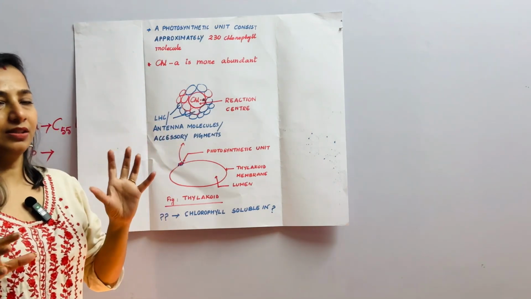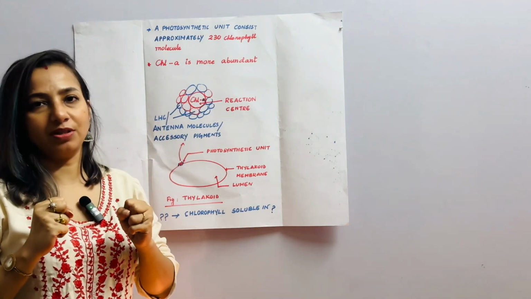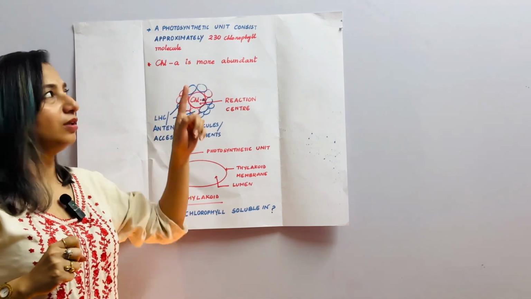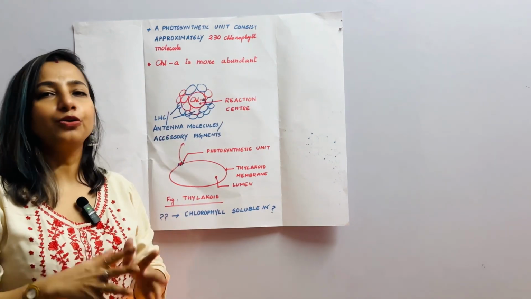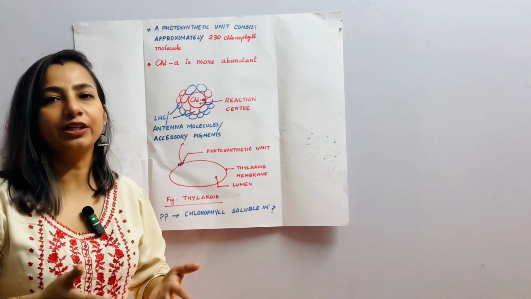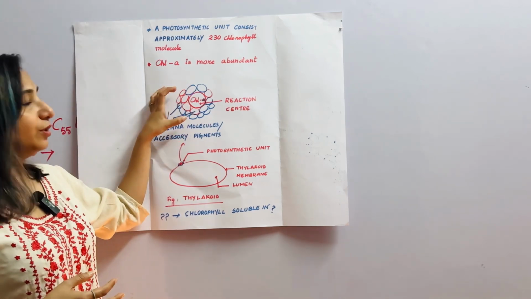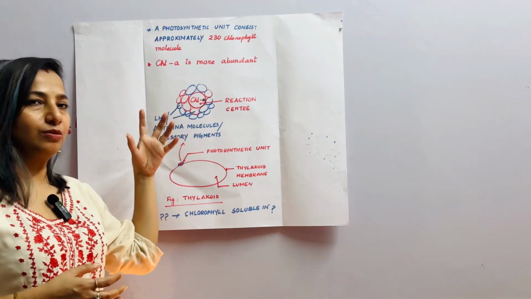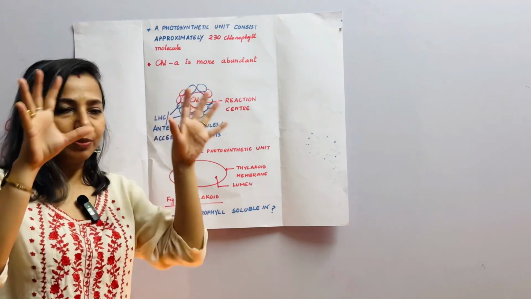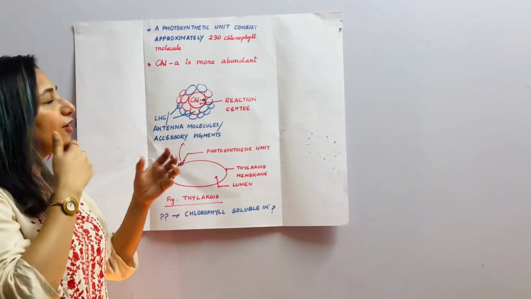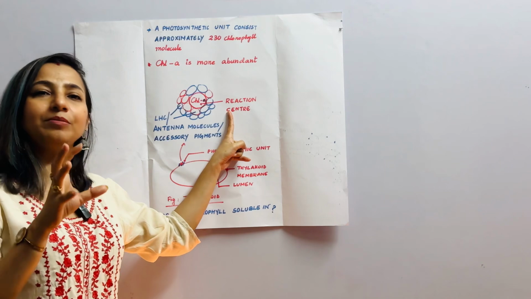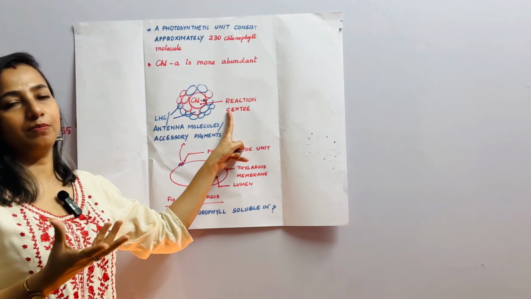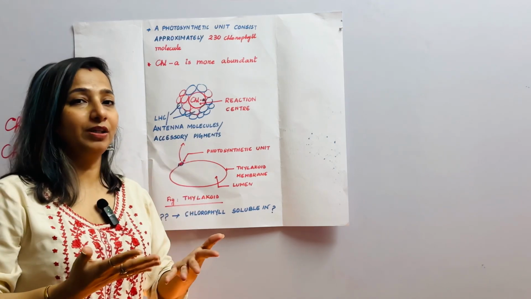Clear? Now, when we talk about a unit, definitely there will be a number of pigments present there. So we find that one photosynthetic unit consists of approximately 230 chlorophyll molecules, and in that unit chlorophyll A is more abundant than chlorophyll B. So this is how a unit will look. They will have chlorophyll A molecules, B molecules, and carotenoids, all forming a unit, clear? And of all the molecules, one chlorophyll A molecule acts as a reaction center. This is the primary chlorophyll A molecule, which will directly participate in the production of ATP and NADPH2.